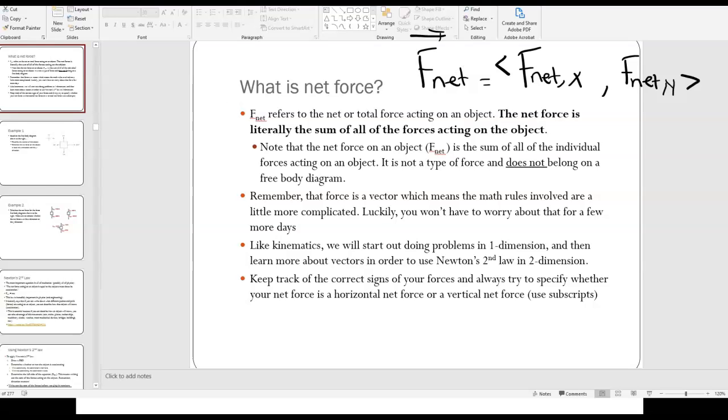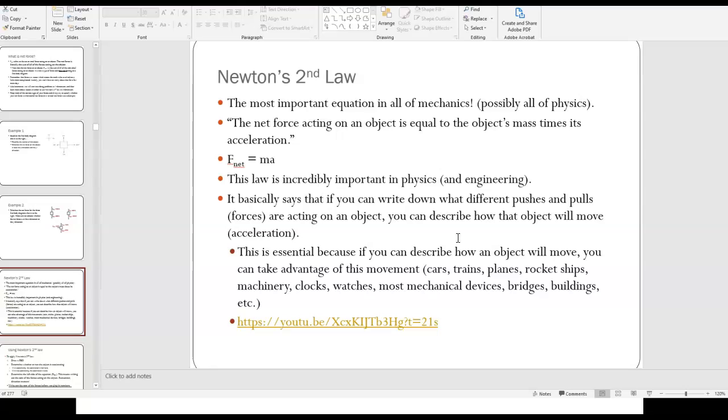Okay. Now, today we're going to talk about Newton's second law, and so you'll see where the connection between net force comes into what we've been talking about. So let's talk about Newton's second law. Now, Newton's second law is probably the most important equation we're going to see in all of mechanics. Okay, and so here it is. F net equals ma. The net force on an object is equal to the object's mass times its acceleration. Okay, so this right here is Newton's second law. F net equals ma. Okay, and this is an incredibly important law in physics and engineering.